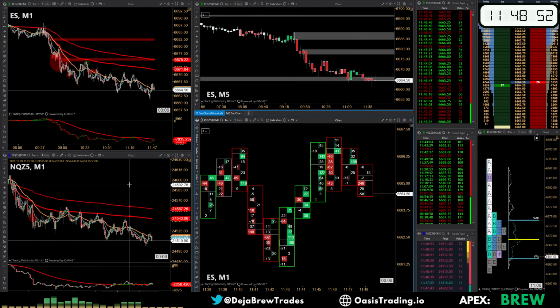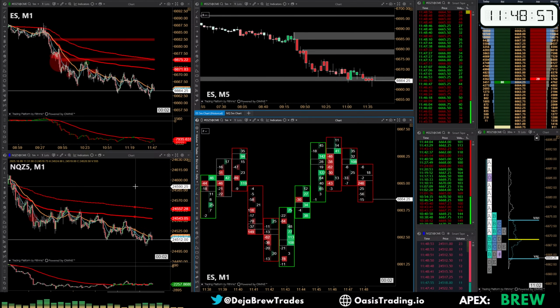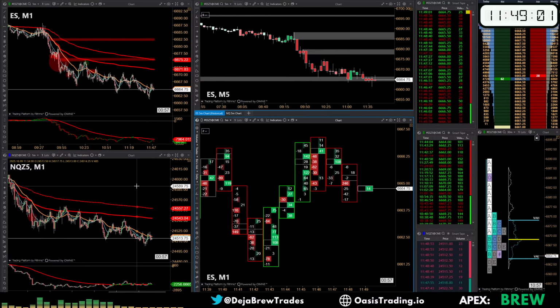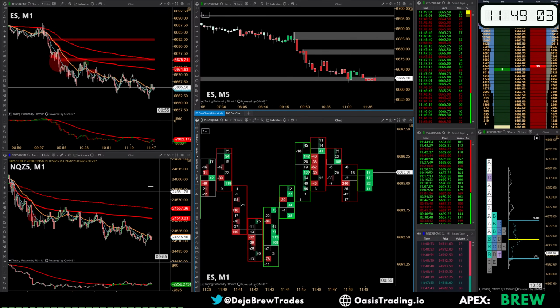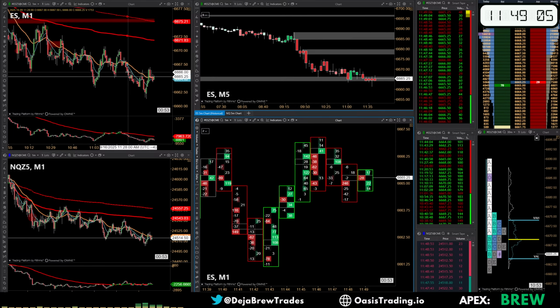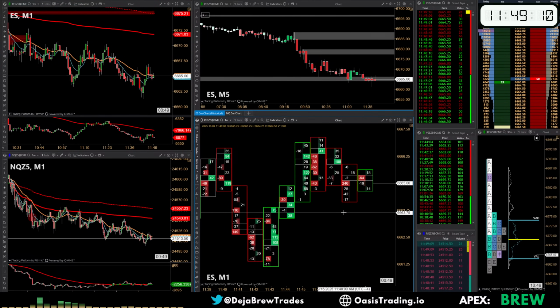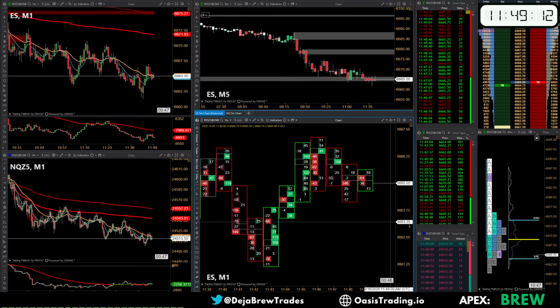NASDAQ gave you many more opportunities to get in responsively, like on the bounce backs. It hit VWAP 7 times and failed 7 times. ES, not really the case. ES was more so just protecting the range high, protecting the 30-minute highs, that sort of thing.